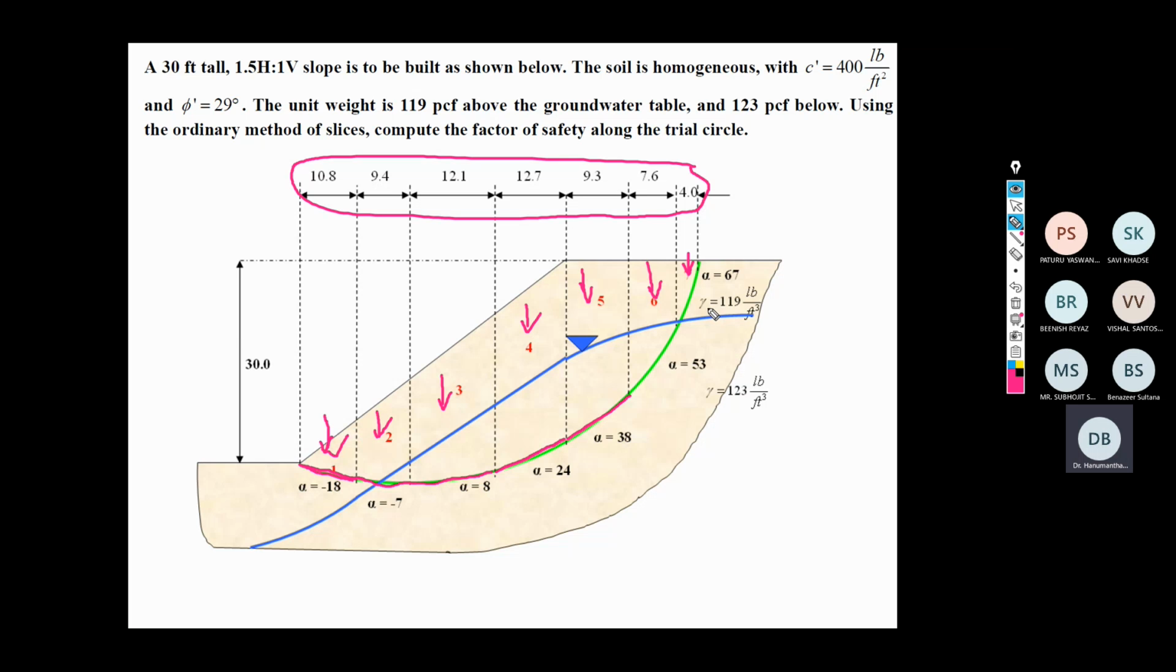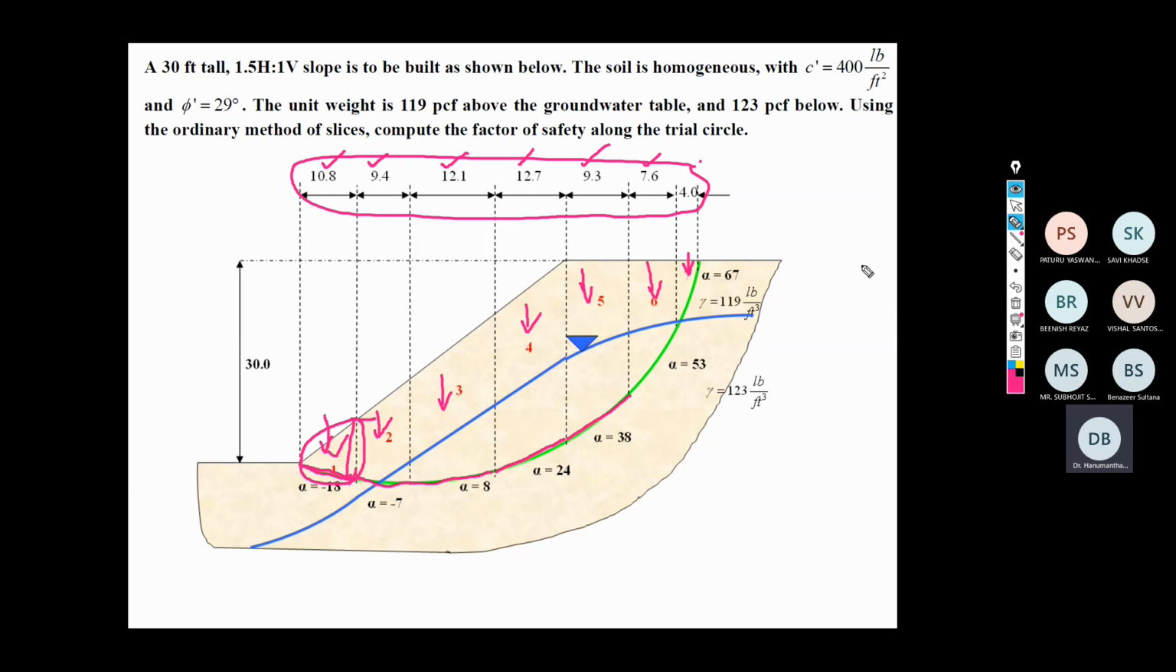Gamma of the soil above the water table is 119 pounds per cubic feet and below is 123 pounds per cubic feet. The second thing is, how do I calculate the area? For calculating the area, I know the width of each slice. Now I need to know what is the height of each slice.